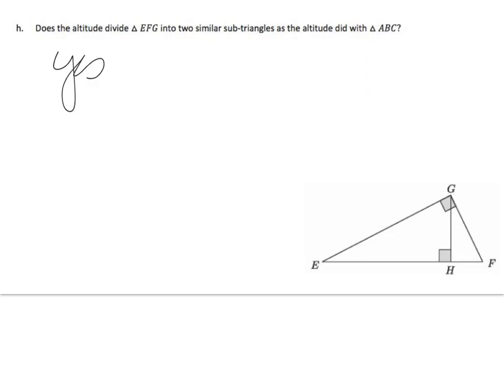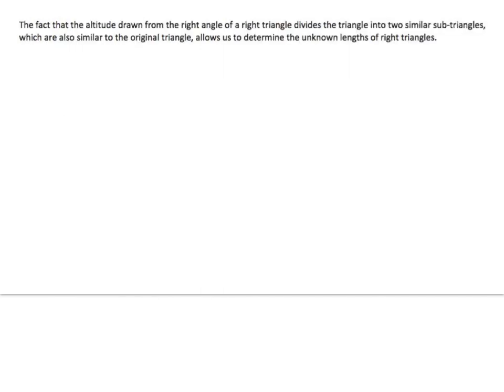Okay, yes, the altitude does divide the triangle EFG into 2 similar subtriangles, just like the one with ABC. And altitude is always going to do that. That's sort of the point of today's lesson. The fact that the altitude drawn from the right angle of a right triangle divides the triangle into 2 similar subtriangles, which are also similar to the original triangle. We're going to use this to determine the unknown lengths of the right triangles. We're going to set up some ratios and solve some triangles.